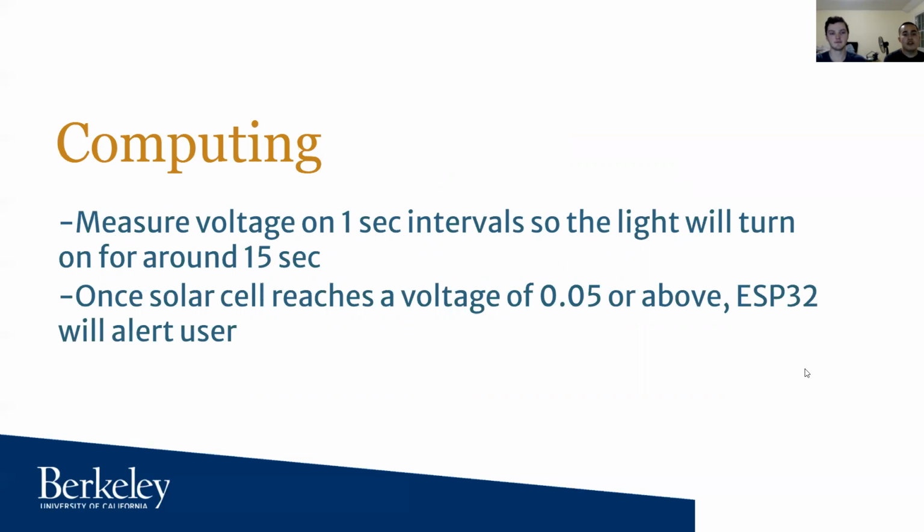So for computing, we look at 1 second intervals. The light's on for about 15 seconds, but if we want a quick response and we want it as fast to the user as possible, without overwhelming the ESP32, we thought a 1 second interval is reasonable. And depending on how we change the potentiometer, we found that the voltage at what we had it set at, around 0.05, is enough to trigger it without it being triggered right away by outside sources like light that somehow seeps into the box.